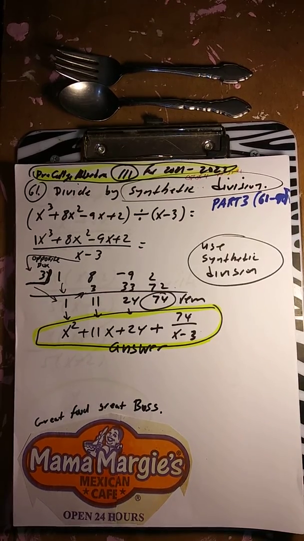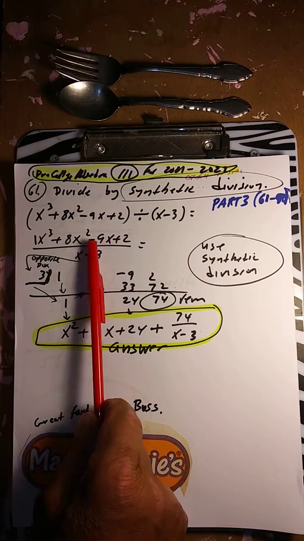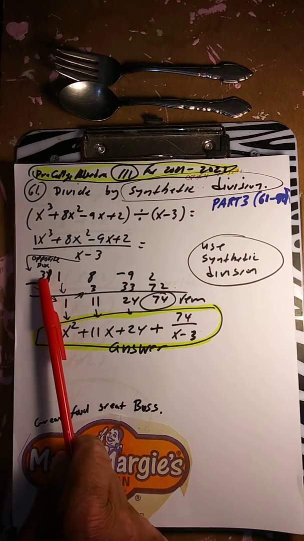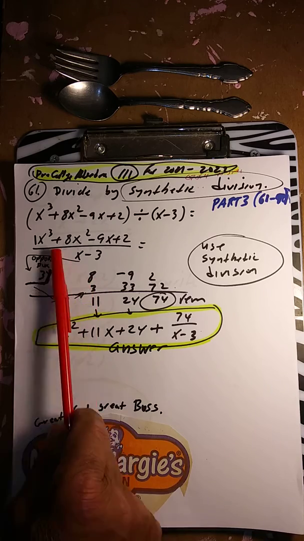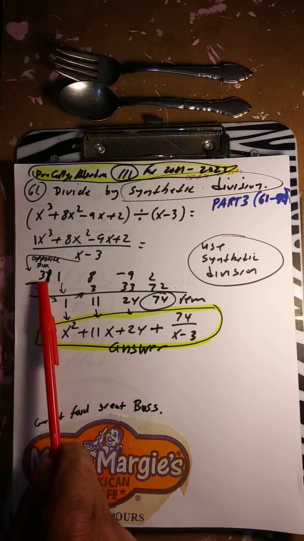The action here: divide by synthetic division. So here's a problem. We're going to go x cubed right there. Now bring the opposite of this, it's 3. You have 1, positive 8, negative 9, 2. Bring the 1 down.